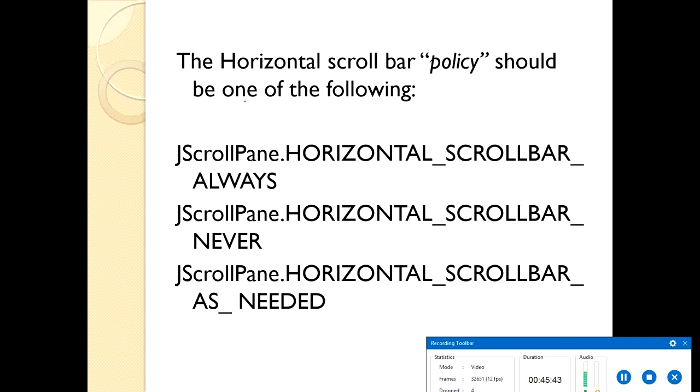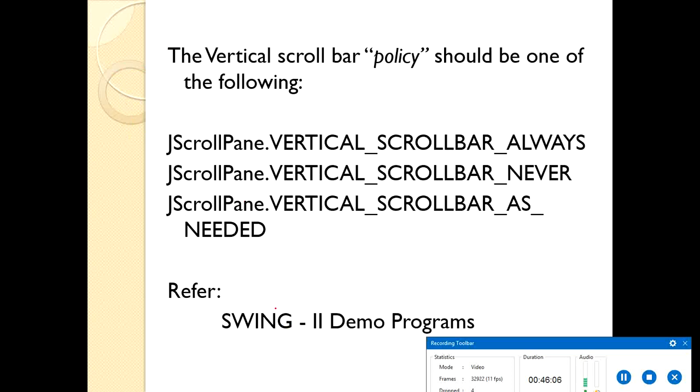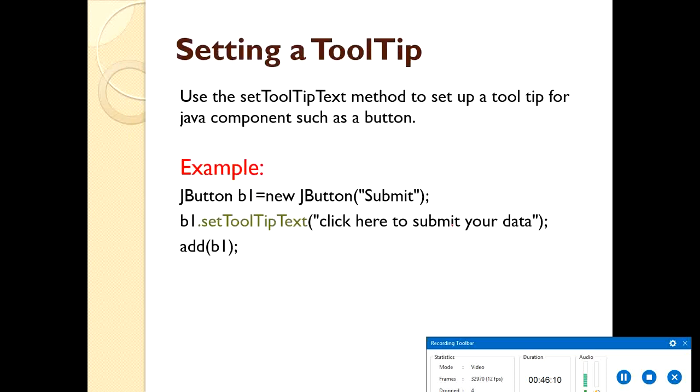It can be any one of the following. It can be always, it can be never, it can be as needed. Always means it will appear by default when you start your program. Never means there will be never a scroll bar. As needed means as the size of your text area grows, then only the scroll bar will be added. So this is as needed. Same policies can be used for the vertical scroll bar also. Always, never, and as needed.